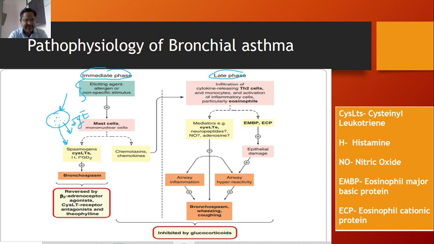The inflammatory mediators are cysteinyl leukotriene, histamine and prostaglandin D2, which cause the bronchoconstriction, and hence you can see the symptoms. It is the bronchospasm, or it causes the bronchoconstriction. Next, it also causes the chemotaxin or chemokinin.